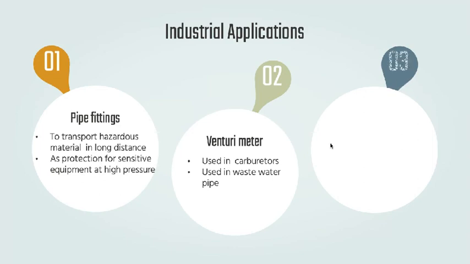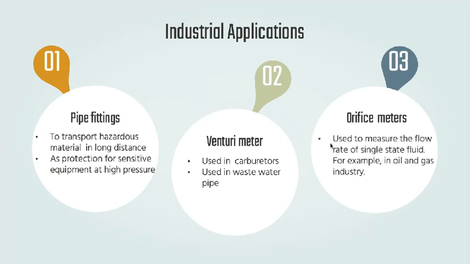And finally, the third application is the orifice meter, which is also a type of flow meter. It is used to measure the flow rate of a single-phase fluid. For example, we can measure the flow rate of oil or gas in the oil and gas industry.